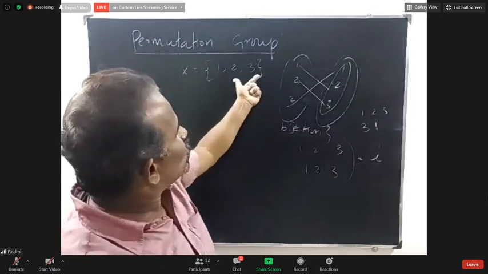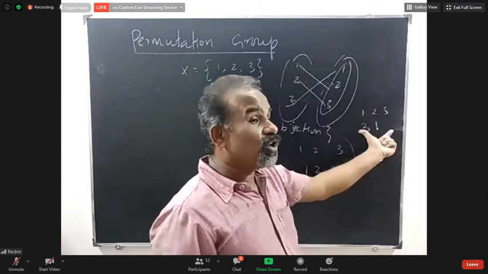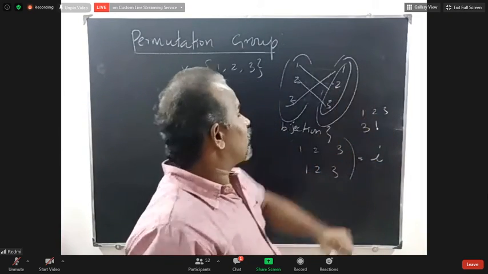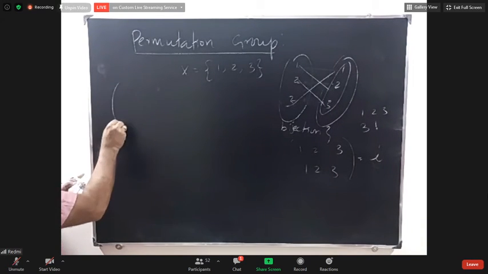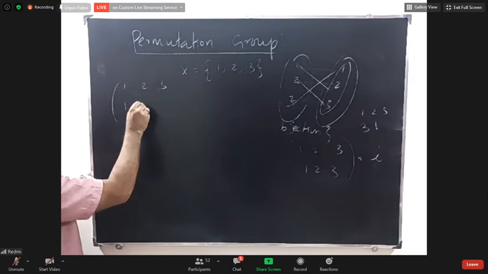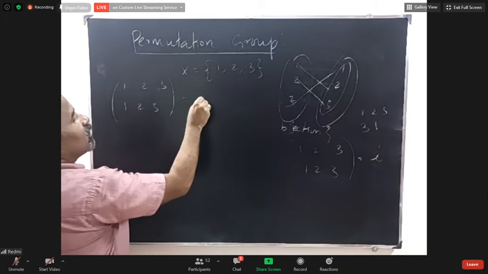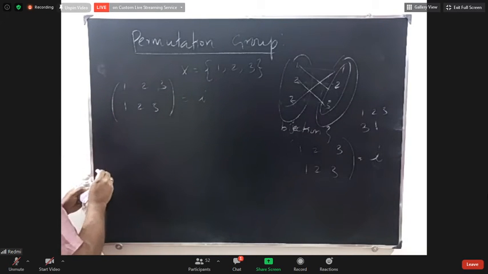Suppose X is equal to {1, 2, 3}. We will make 3 factorial one-one onto functions. We can get the permutations. This is 1, 2, 3. Let us take this as I, the identity.